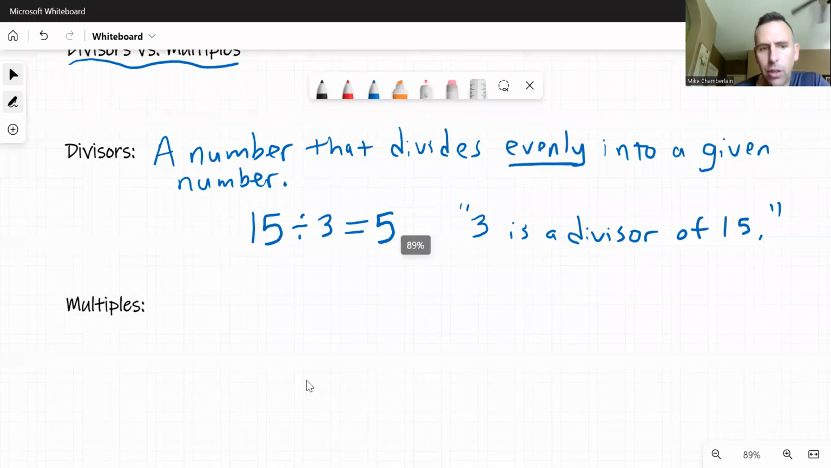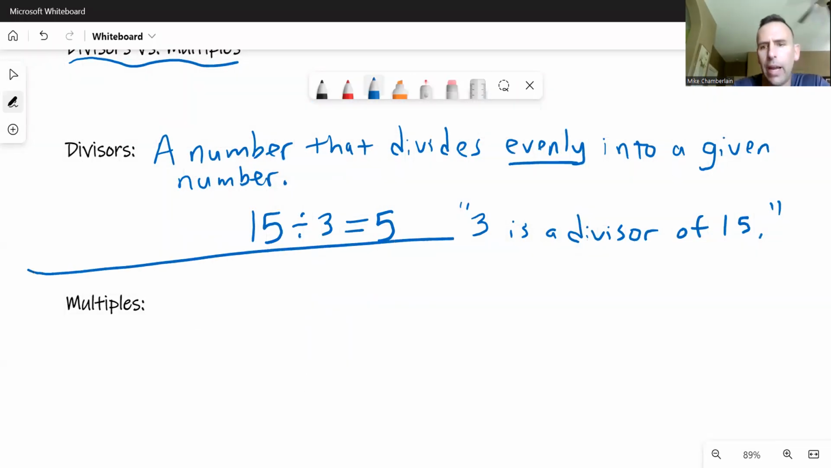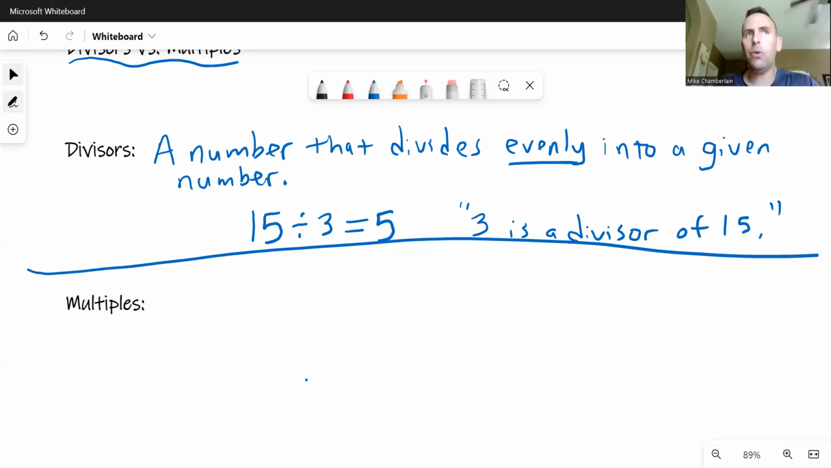Now, the second word on our list is multiple. Sometimes people use the word multiple to mean divisor or divisor to mean multiple. It can get very confusing, so we want to get these straight. A multiple should remind you of something that looks like multiplication, or think multiplication tables. When you think about your multiplication tables, you're chanting off multiples is really what you do.